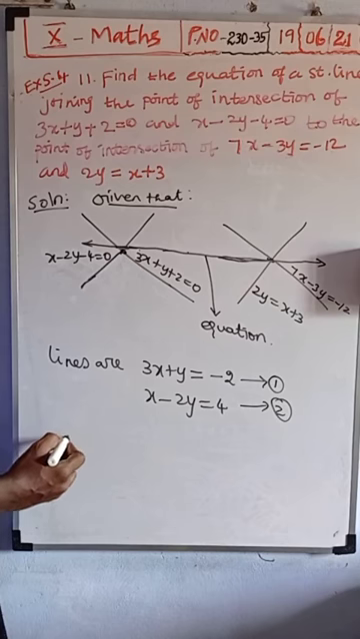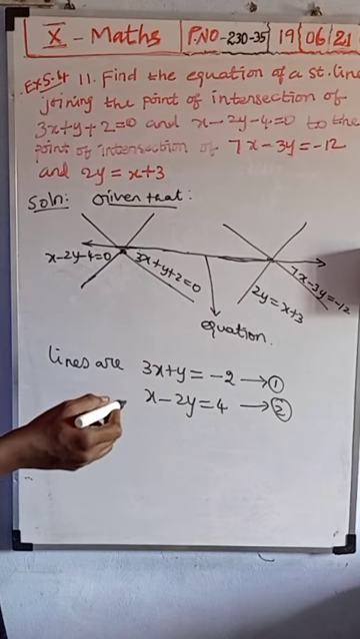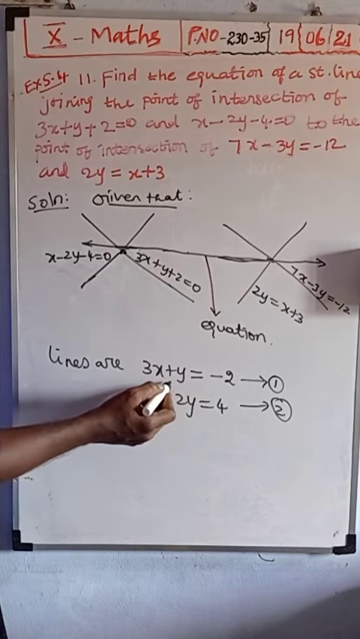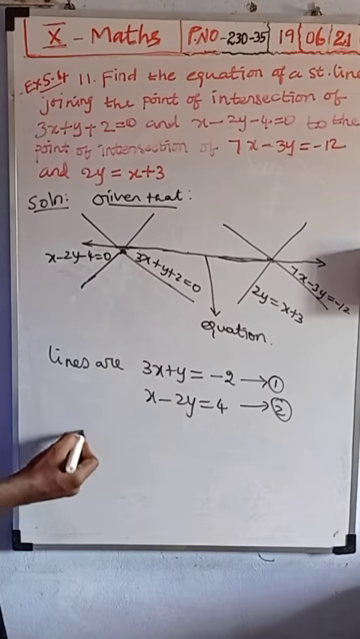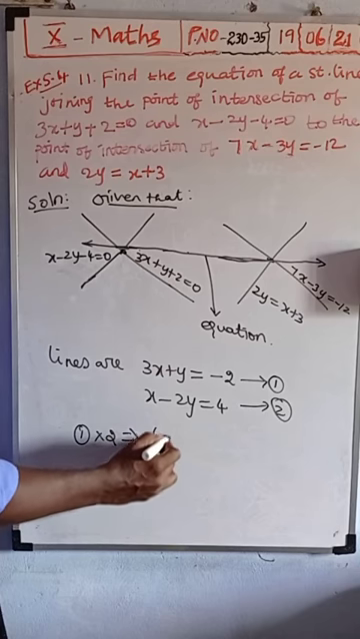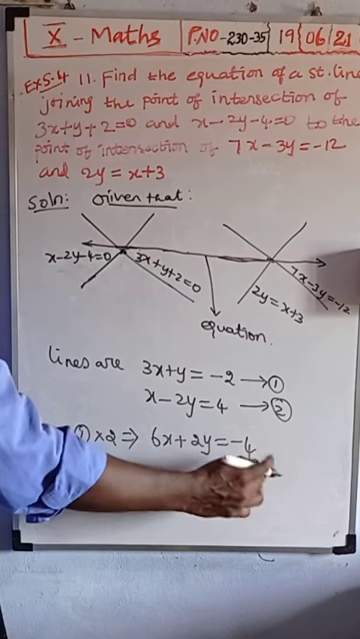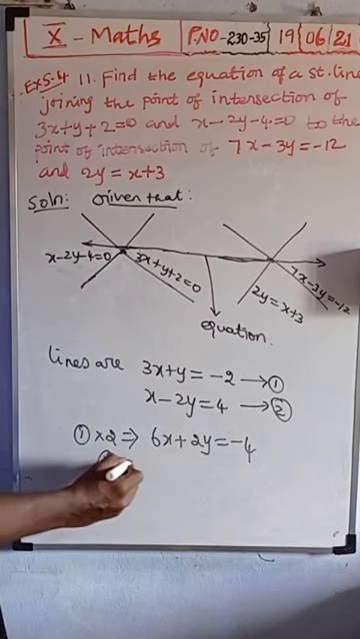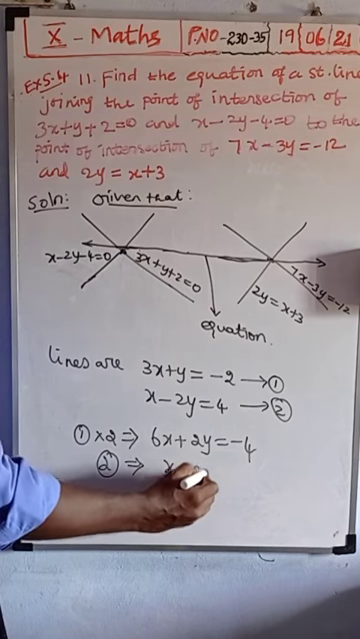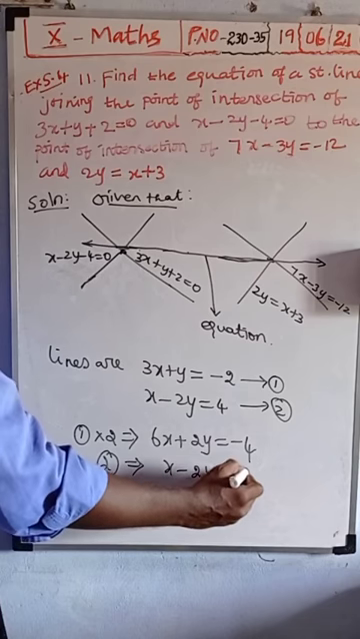Solving 1 and 2 means, see, the y coefficient here is minus 2. Any one of the variables you want to eliminate. Here the y coefficient is minus 2, and here the y coefficient is plus 1. That means the first equation you should multiply by 2: 3 twos are 6x plus 2y is equal to 2 twos are minus 4. Then the second equation you should write as it is: x minus 2y is equal to 4.